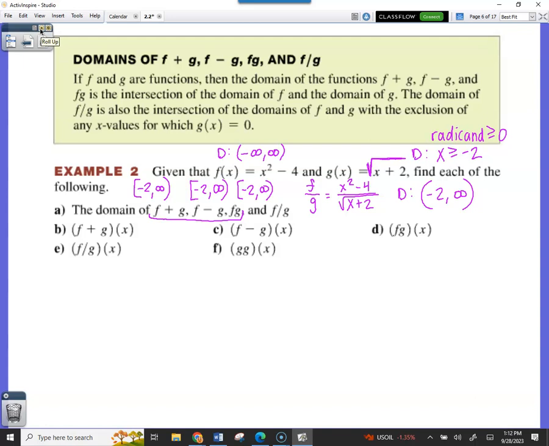Now let's find the algebra of these functions. So B says, B.